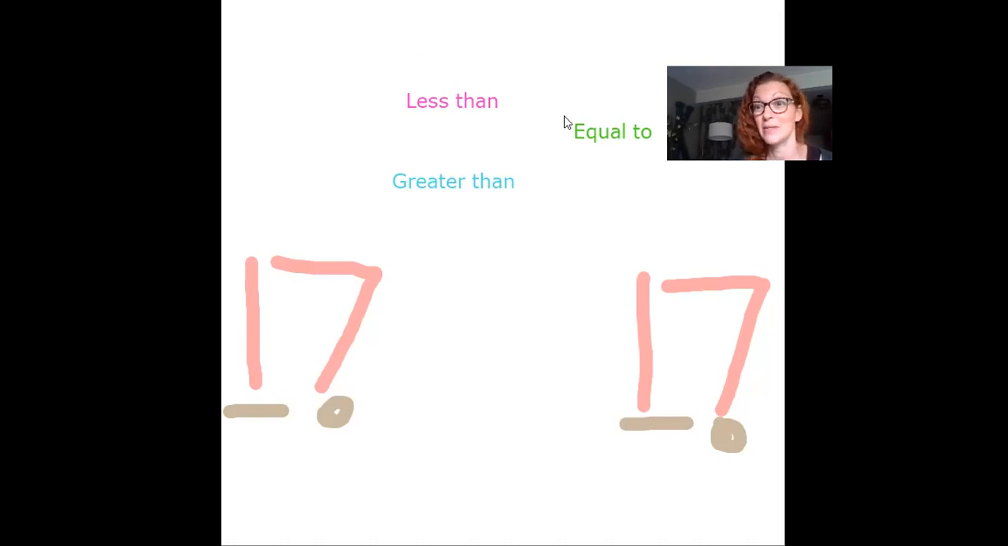All right, you are absolutely right. They are equal to. Make sure you're using the words because we're not doing the symbols yet. We're going to do a quick introduction tomorrow, then we're going to teach them on Thursday. Yeah, 17 is equal to 17. It means it's the same.